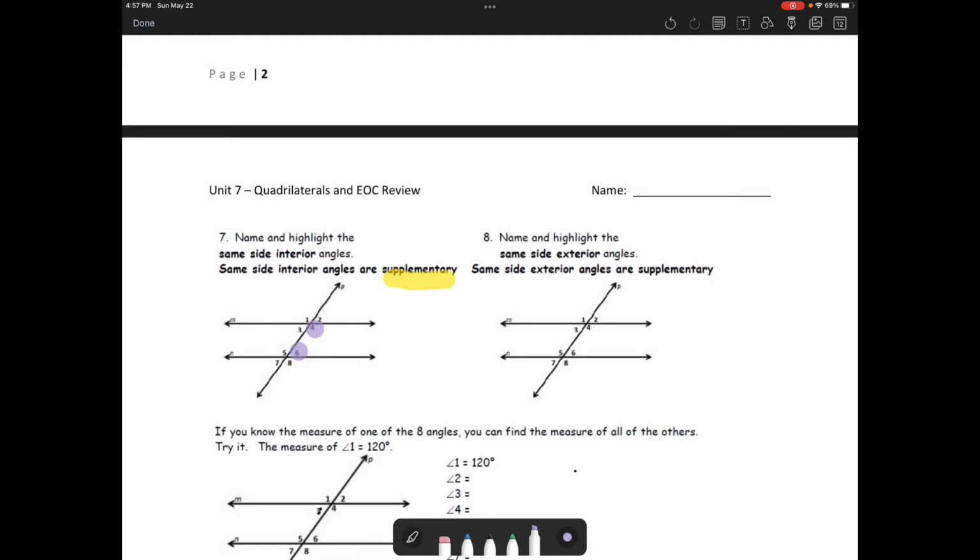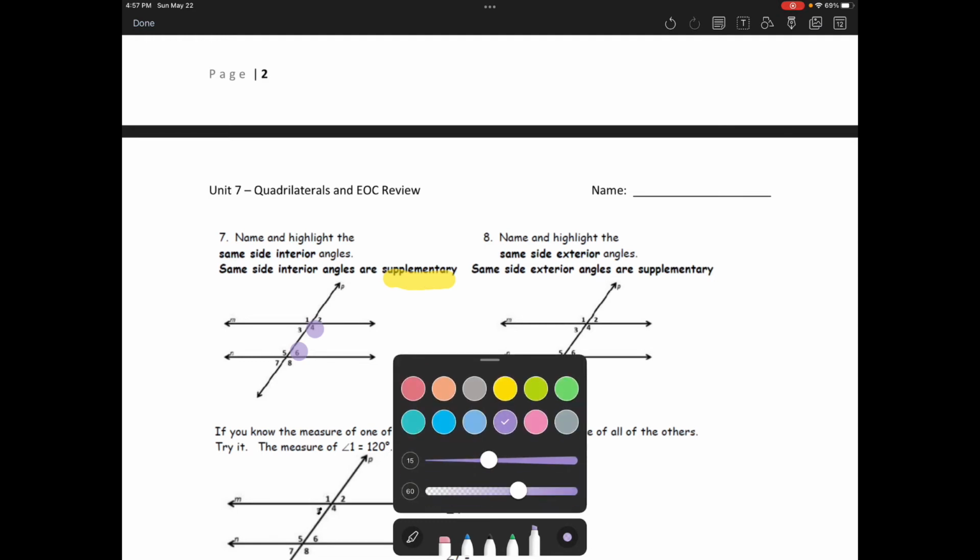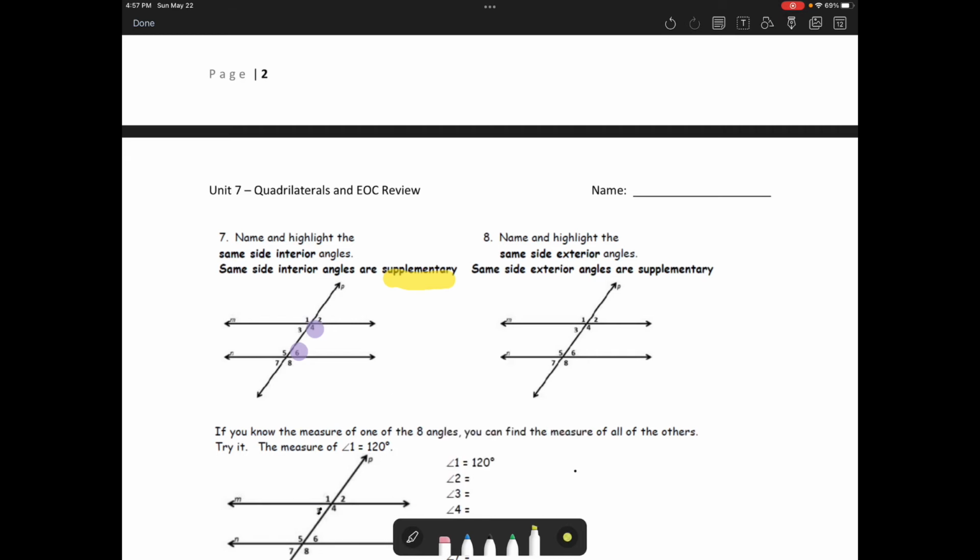And same side exterior are also supplementary. So that would be 1 and 2. Those two are supplementary, which makes sense because 1 and 2 form a straight line, so they would have to be supplementary. We could also say that about 7 and 8.